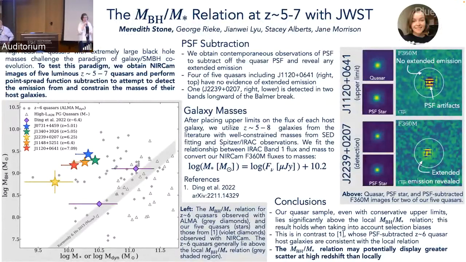Hi, everyone. I'm Meredith Stone. I'm a PhD student at Arizona, advised by George Rieke in the MIRI group there. And today I'm going to be sharing some results from our Cycle 1 GTO program to detect the host galaxies of a few high redshift quasars with NIRCam imaging.